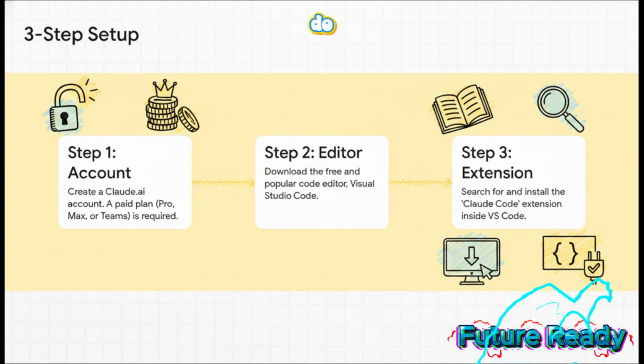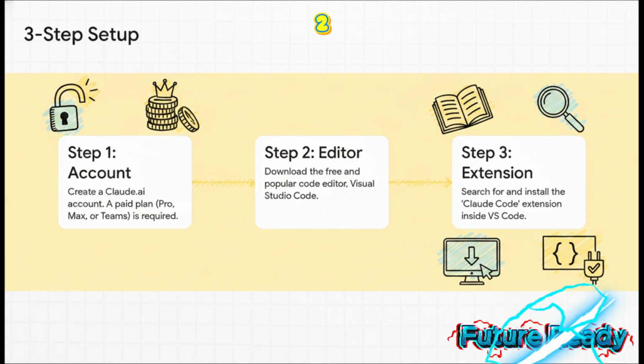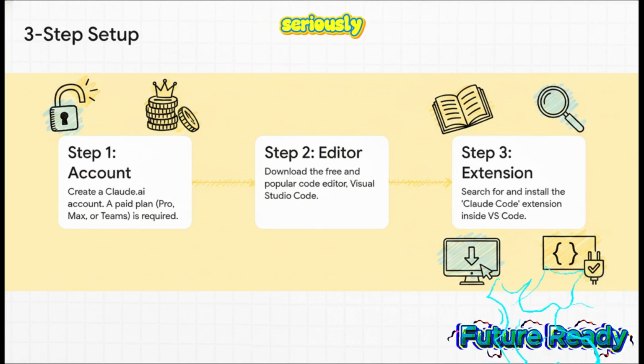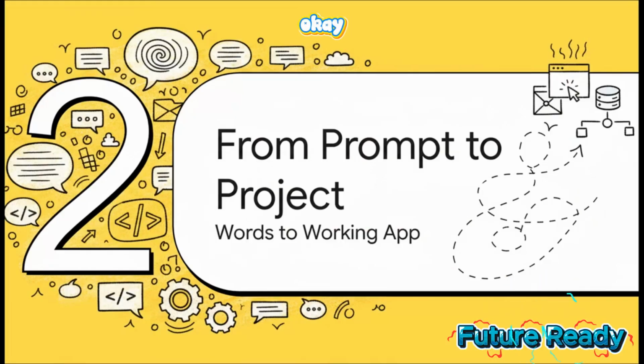All right, so how do you actually get started? It's literally just 3 steps. Step 1, get yourself a Claude.ai account. Now, this is a key point. You do need one of the paid plans for this to work, so Pro, Max, or Teams. Step 2, download a program called Visual Studio Code. Don't worry, it's totally free, and it's what pretty much everyone uses. And then step 3, you just open up Visual Studio Code, search for the Claude Code extension in its marketplace, and hit install. Seriously, that's the whole setup.